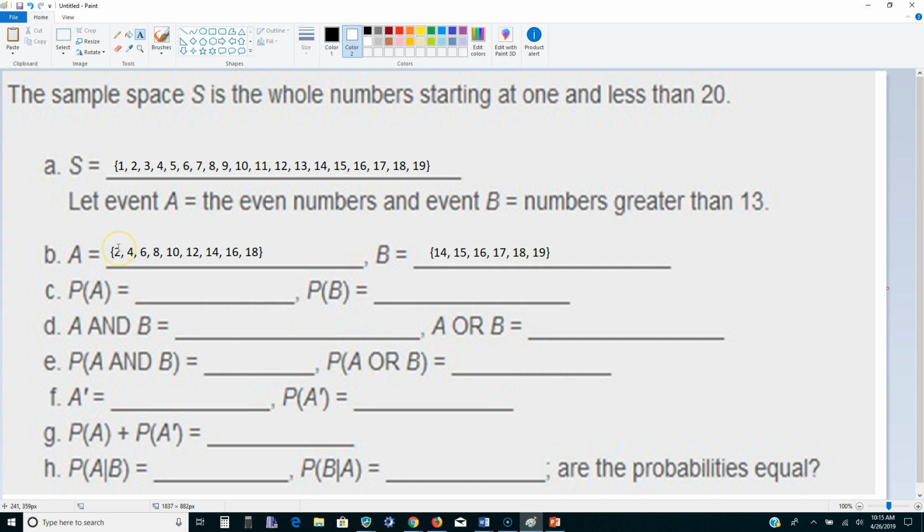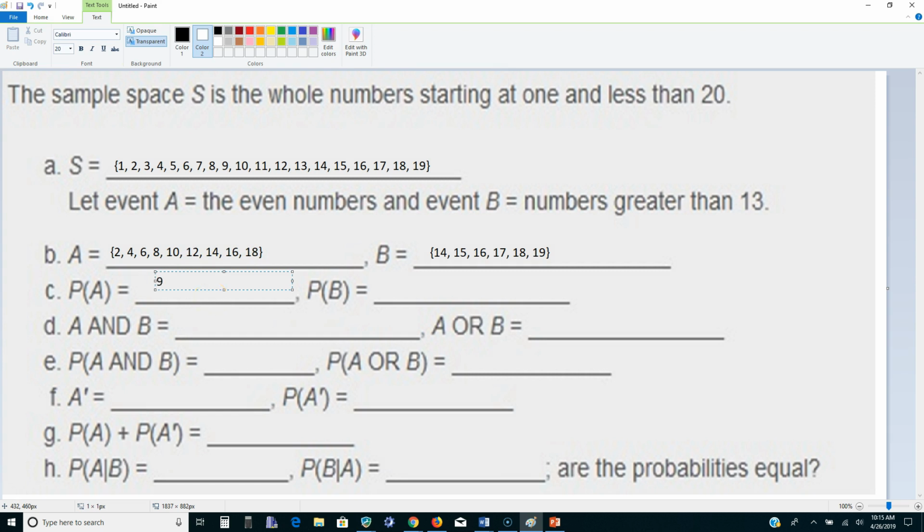To do this, we're going to count up the number of items in A, 1, 2, 3, 4, 5, 6, 7, 8, 9. So there's 9, and we put that over, so divided by the total number of numbers. So the total number of possible outcomes is always on the bottom, which in our case is a total number in the sample space, which is 19. So 9 over 19 is the probability of A.